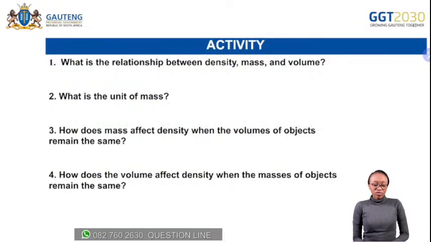Now I've got an activity here and I'm going to give you 4 minutes to complete the activity. The first question is, what is the relationship between density, mass and volume? The second question reads, what is the unit of mass? And the third question is, how does mass affect density when the volume of objects remains the same? And how does volume affect density when the masses of objects remain the same? So I'm going to give you 4 minutes to complete this activity.